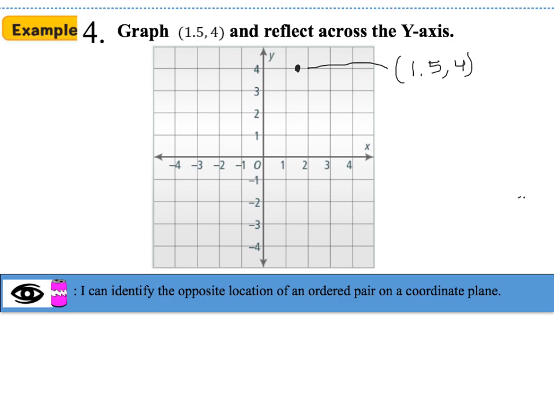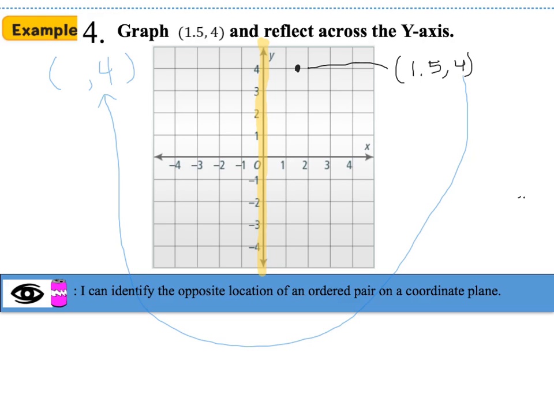I want to reflect across the y-axis. So I'm going to get a highlighter, and my y-axis is the one that goes up and down, so this is the reflection line right here. Now since I'm reflecting across the y-axis, I know that on my ordered pair, my y-coordinate is going to stay the same. So it was 4 in the original point, so it's going to stay 4 in the new point for the y-coordinate. And once again, the reason for that is because we reflected across the y-axis.